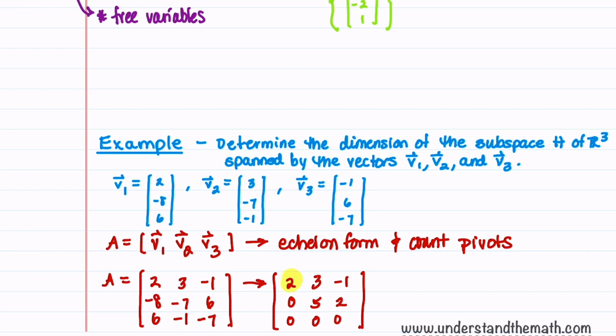Let's now highlight our pivots. And we see that we have 2 pivot columns, which means that we have 2 linearly independent vectors, which gives us that the dimension of H is equal to 2.